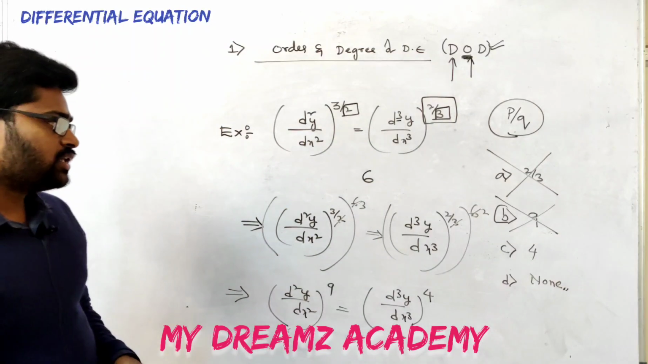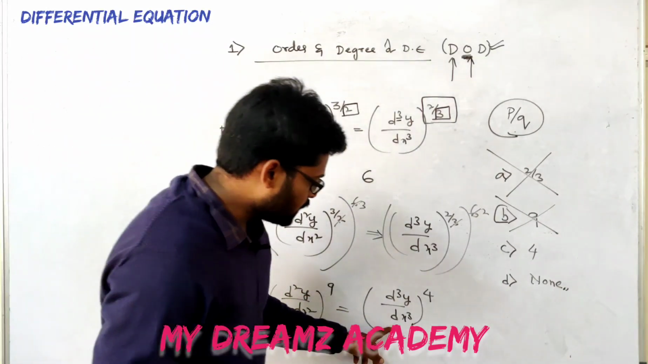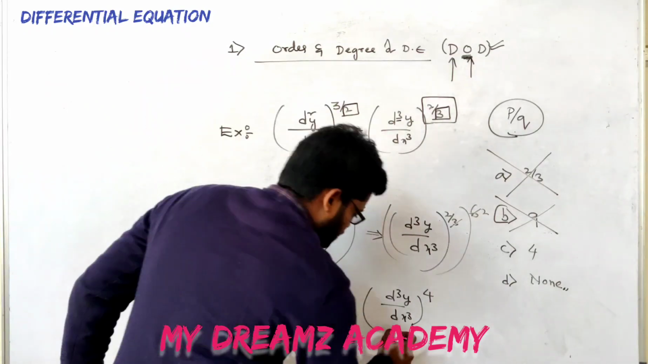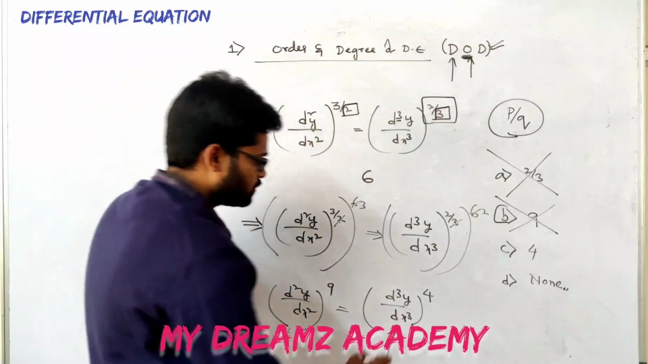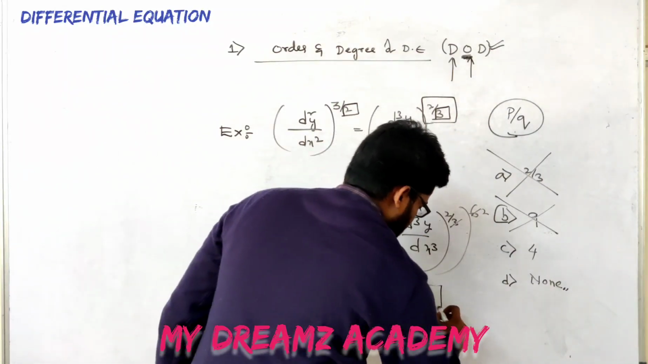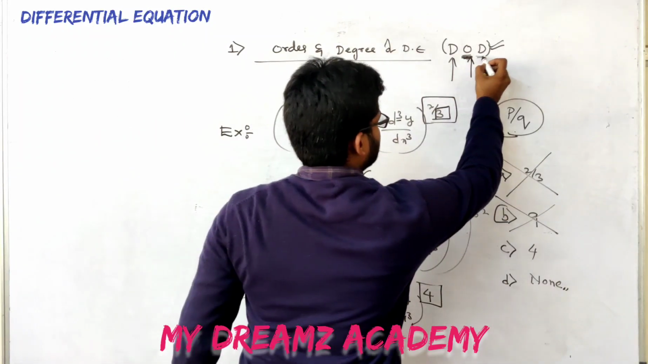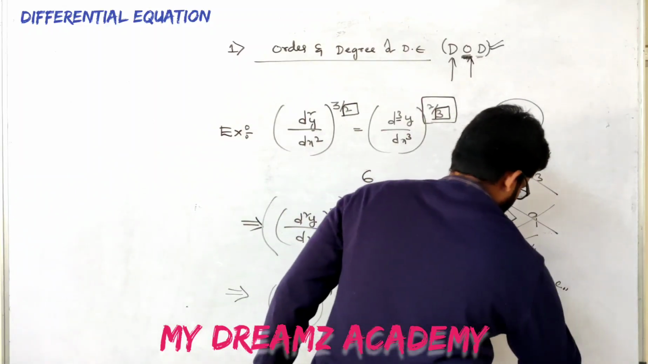I already told you that you need to see the higher order differential coefficient only. The power of the higher order differential coefficient is nothing but the degree of a given differential equation. So the answer is 4.